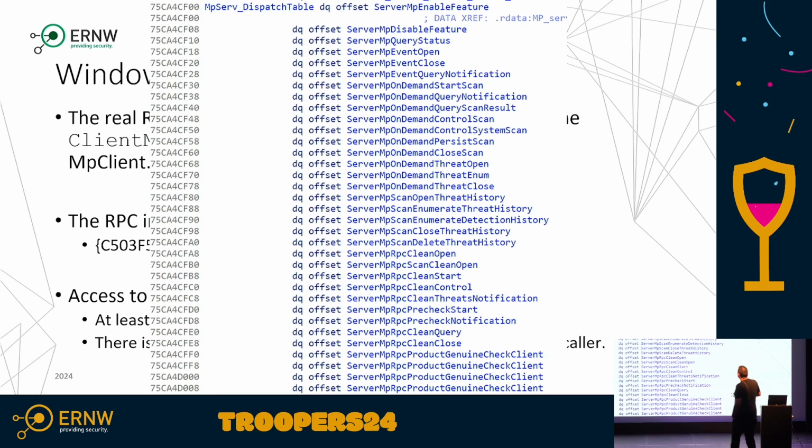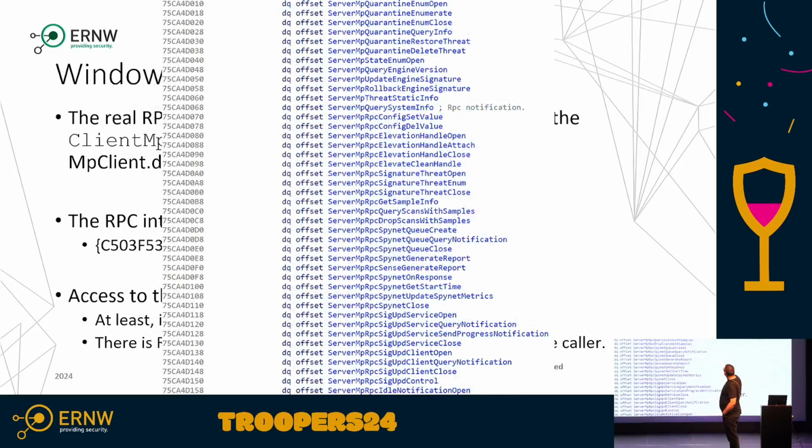So that's the interface. You have a lot of functions, but some are very interesting. Query status, disable feature. I like disable feature a lot. Demand start scan. You've got demand thread open. You have RPC control. You have quarantine control. You have elevation handle open, signature thread open. You have Spynet. Spynet is used to make reports to Microsoft Cloud, to ask the cloud of Microsoft to give you feedback.